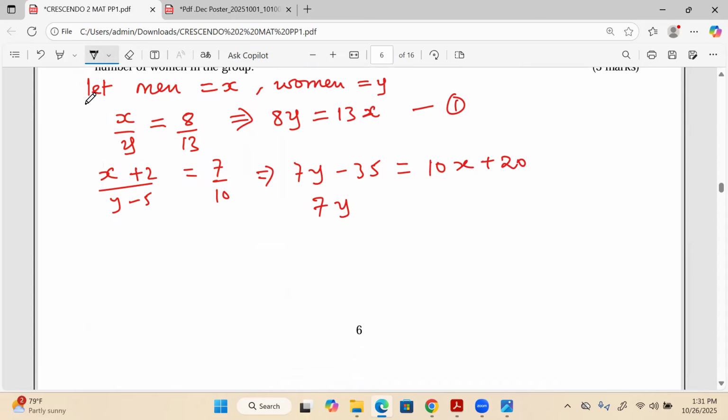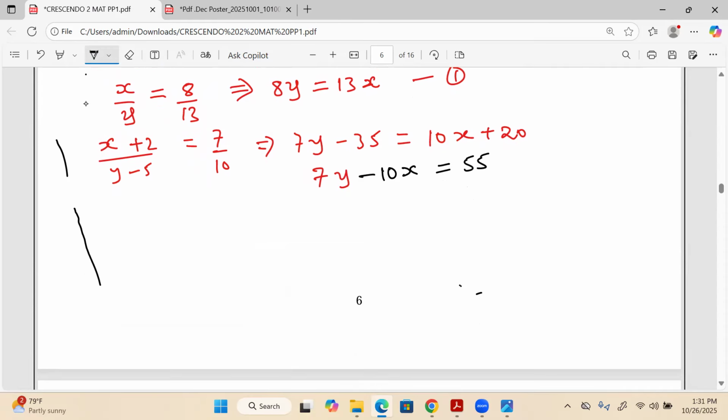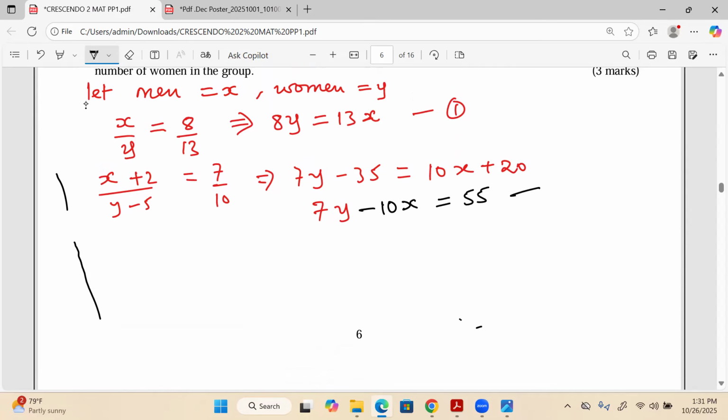Okay. So when we subtract, okay. Let me check these. Minus 10x equals 20 plus 35, 55. With this now, we can call it our equation 2. Then we solve for x and y.